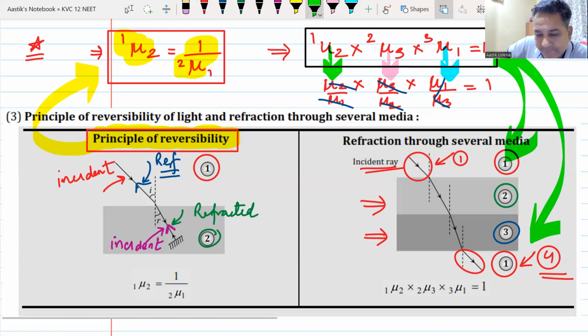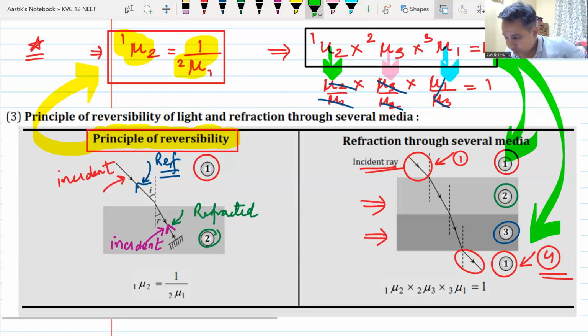When light changes its medium, when it goes from one medium to another medium, towards the normal or away from the normal, this phenomenon is called refraction. Why does this refraction happen?